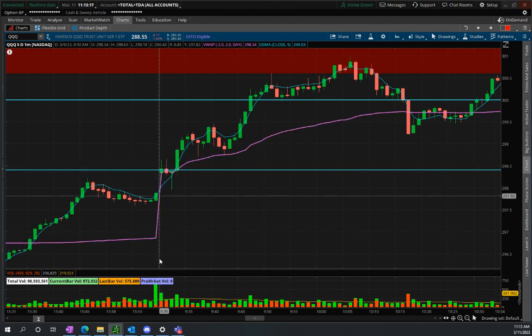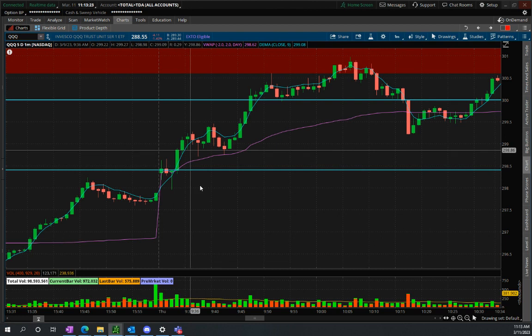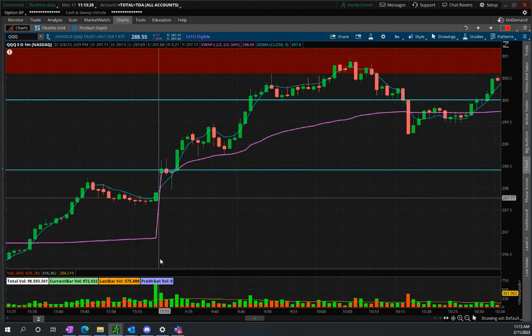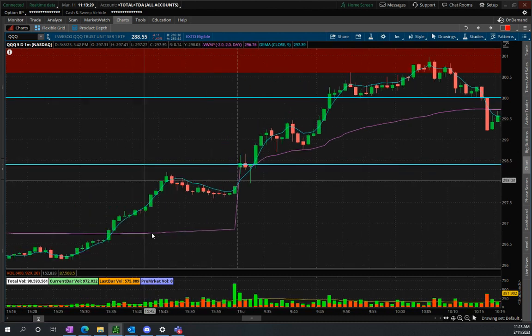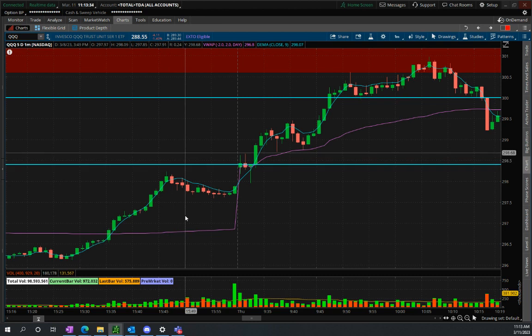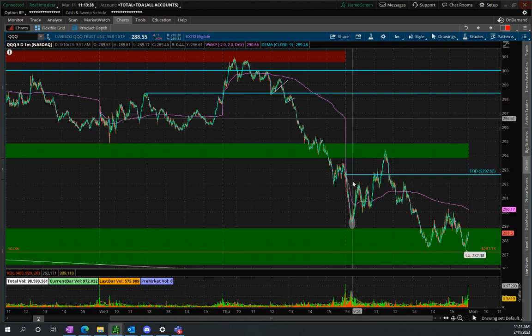Yep, and then that would be a perfect ABCD continuation setup, right? You've got the A, B, C, D. And just think about it: this used to be resistance. You're now opening above it, so now it is support. Take the market long, make your money, right?